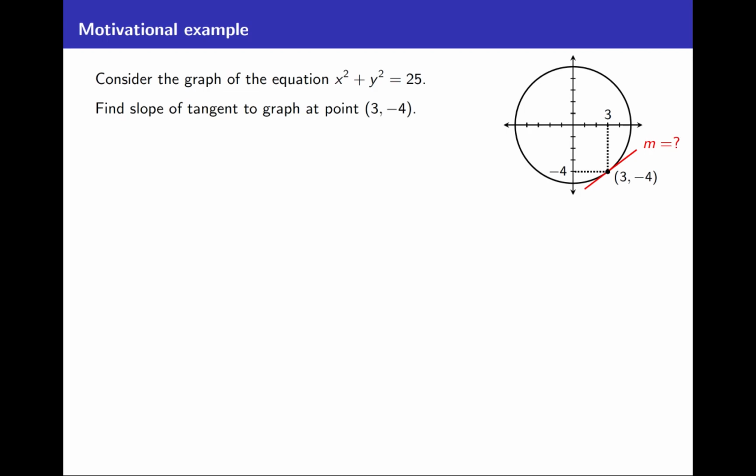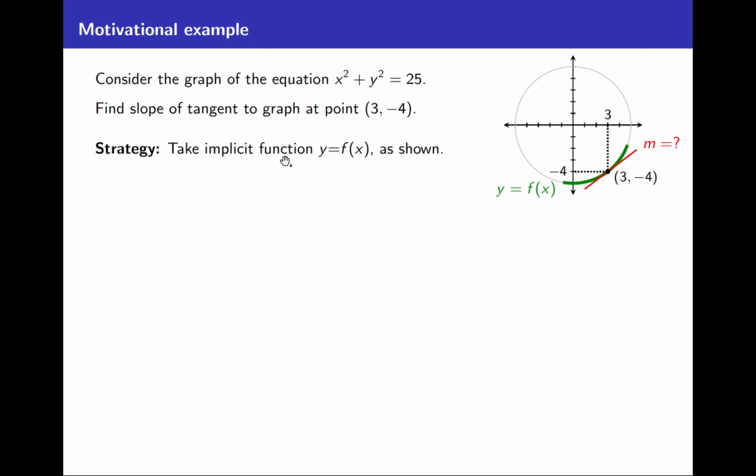Well, to find slope, we need a derivative, and to find a derivative, we need a function. So let's take an implicit function, y equals f of x, that passes through this point. We'll erase all of the graph except this portion right here, shown in green, and that's an implicit function, y equals f of x. And we're looking for the slope, m, of this tangent line. That would be f prime of 3, because f prime gives the slope at x. F prime of 3 would be the slope of this tangent line. That's our strategy. We'll take this implicit function, y equals f of x, as shown here, and the answer will be f prime of 3.